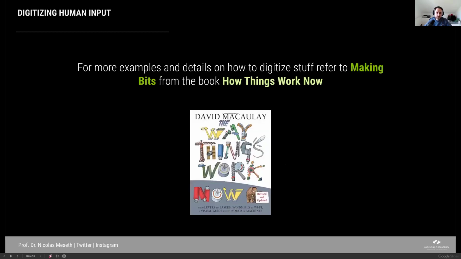If you want to know how different devices work, I referred you to the book and the particular chapter, Making Bits, from the book How Things Work Now. I uploaded that into ASCII. I think it's a very good book for very illustrative explanations. They work a lot with pictures, nice pictures that explain how different devices work. For example, touch displays and mice that we use with our computers, or keyboards. If you want to know how they work, this is a good reference to get a good idea about this.